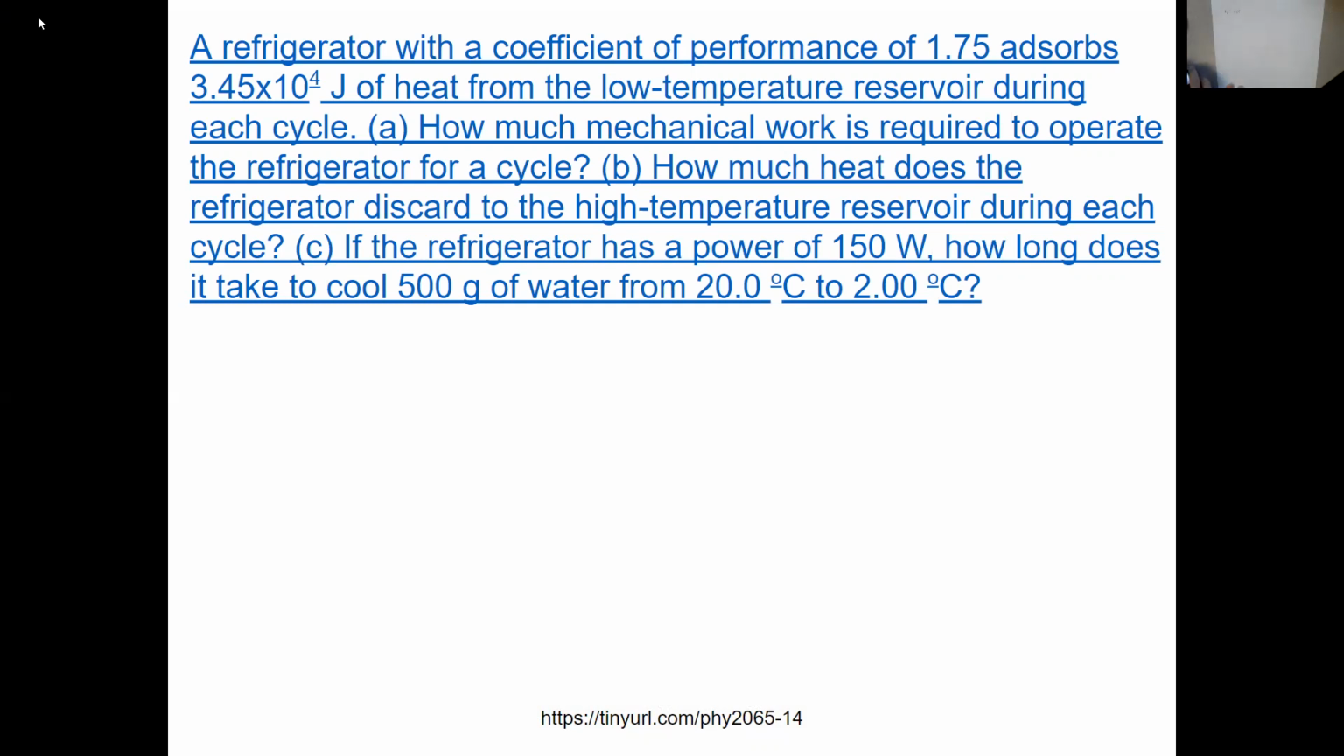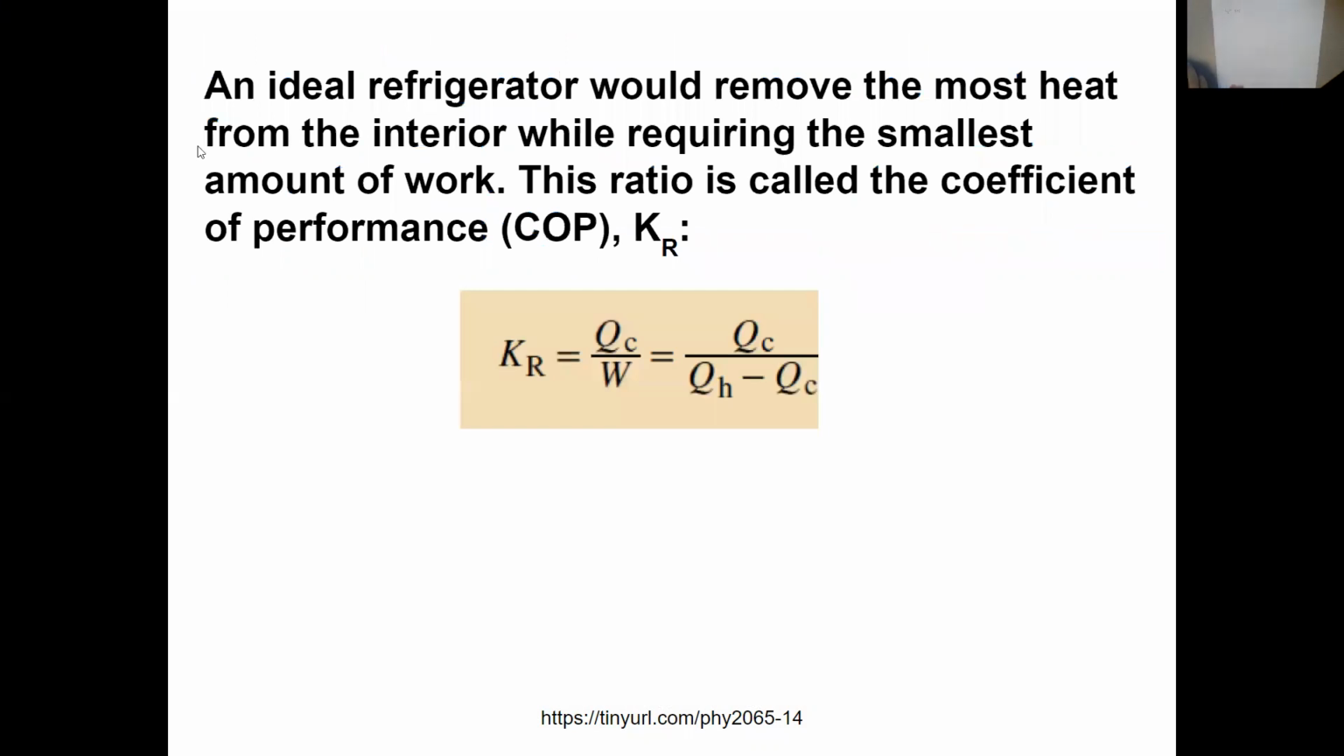All right, let me just go back one slide. I just want to make a comment on the COP here. If you want to buy a refrigerator, you'll be looking at this COP or K sub R. So the larger, the better, right? That means for a given amount of electricity needed for W, the consumption of your electricity, you can remove as much heat as you can. That would be better, right? QC as large as possible under the same W. So when you're looking for a refrigerator, you want a higher coefficient of performance.